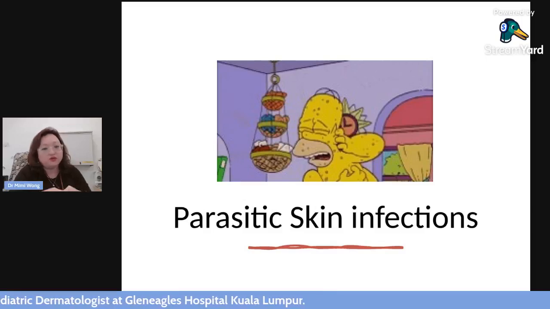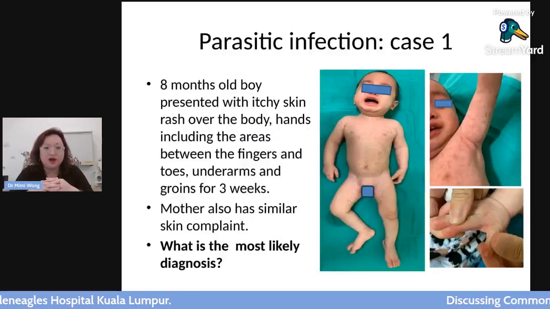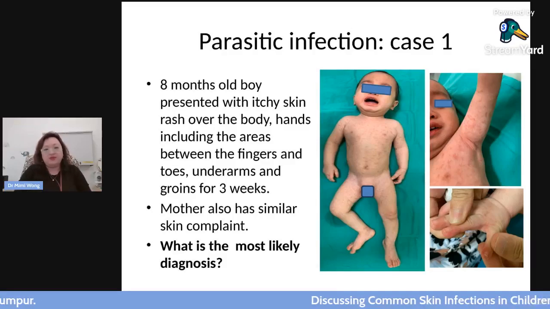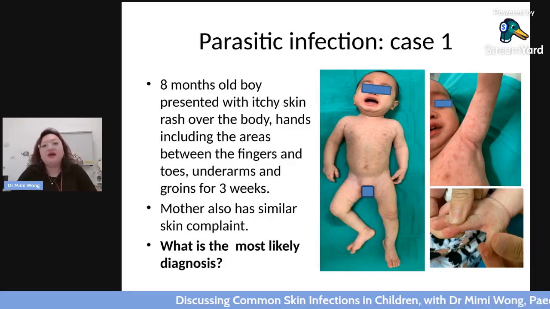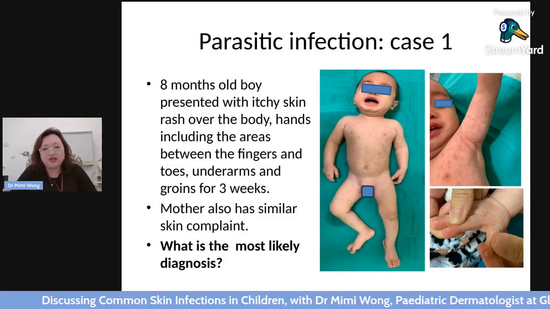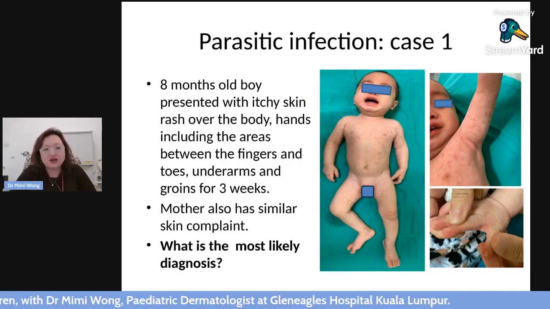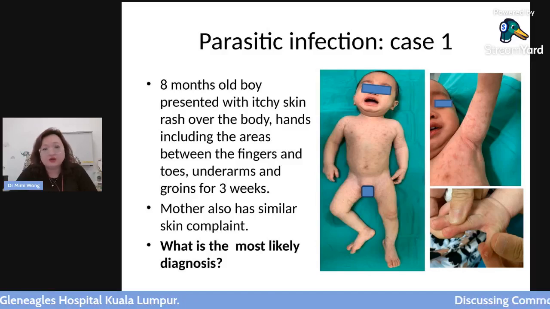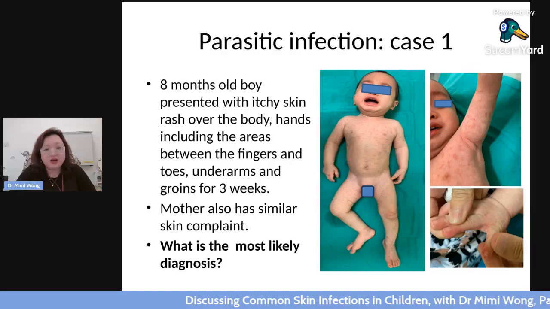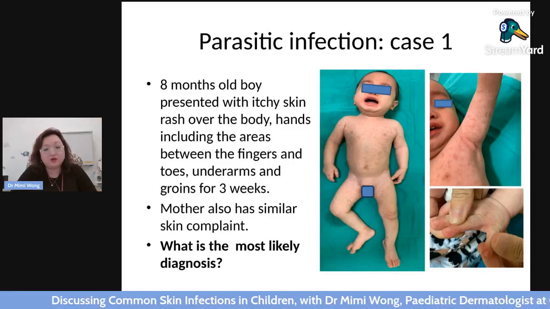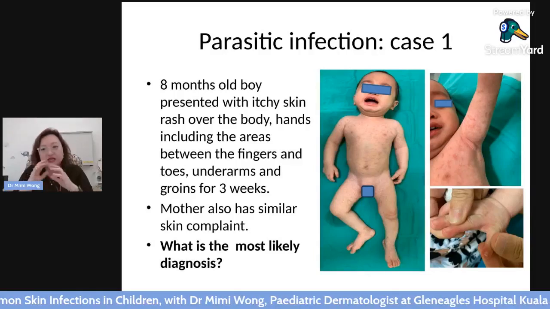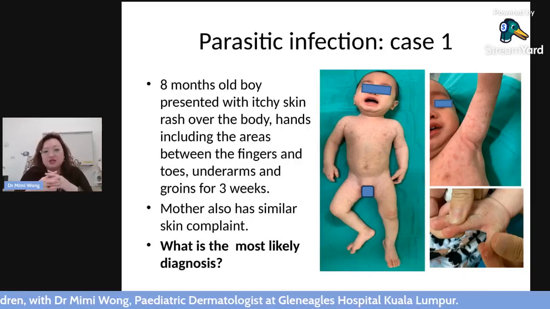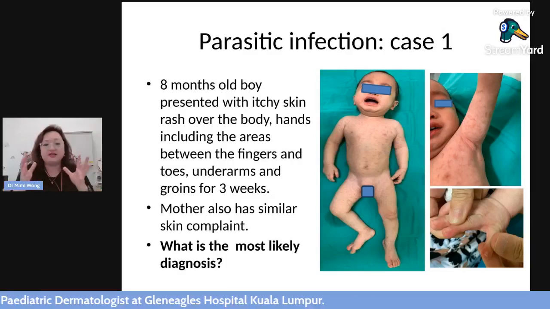Lastly, let's move on to parasitic skin infections. I have a patient who came to see me, a very small child, an 8-month-old boy. As you can see here, very itchy skin lesions all over the body, including the hands, especially in between the fingers, the toes, the underarms, the armpits, and also at the groin area. This has been going on for about 3 weeks. The mother also complained of a similar skin complaint, although less severe, and she complained that the itch is worse at night. So what do you think is the most likely diagnosis here?